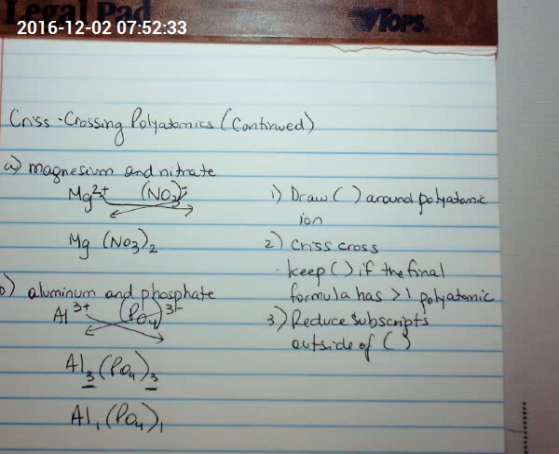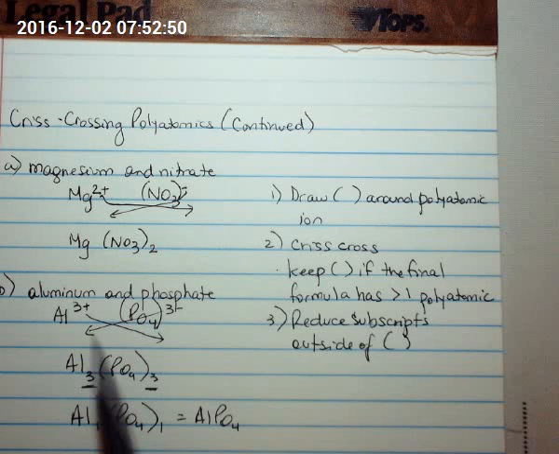And technically speaking, do you really need to put parentheses around the PO4? No. How come? Because if you only have a singular polyatomic ion, you just don't need them. So the way that you would really see this written on a label would be AlPO4.